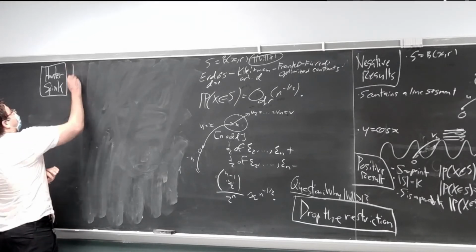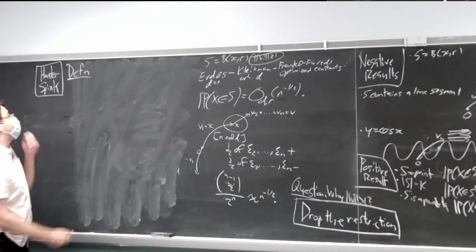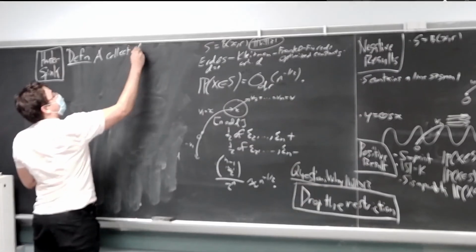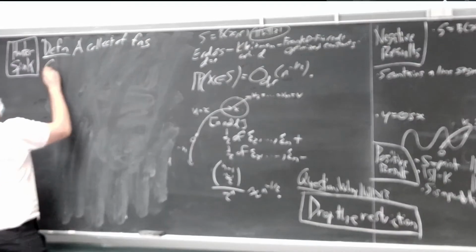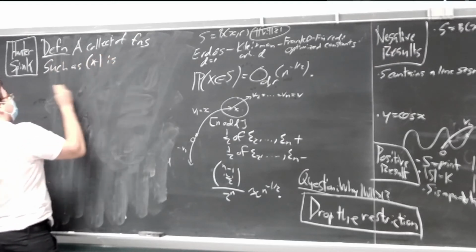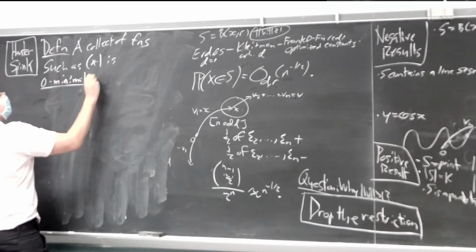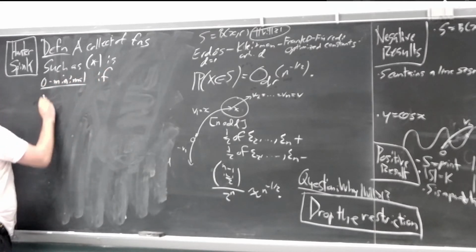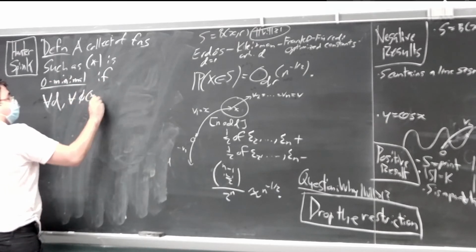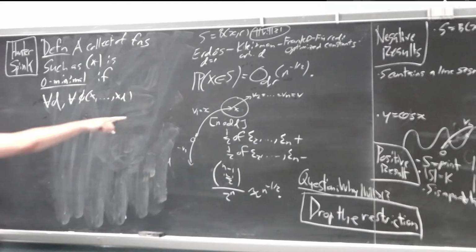Okay, so let's give a definition that tells you what's special about this collection of functions. A collection of functions such as star is said to be o-minimal if for all d and for all formulas, just like in the theorem statement, I'm not going to repeat all those other things other than what that star was.